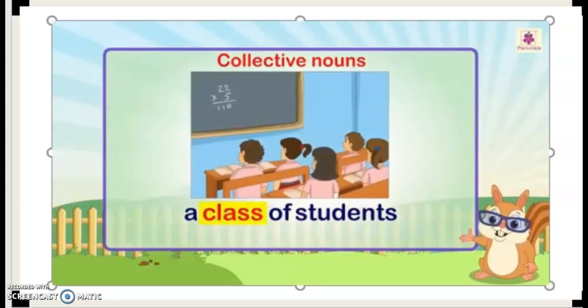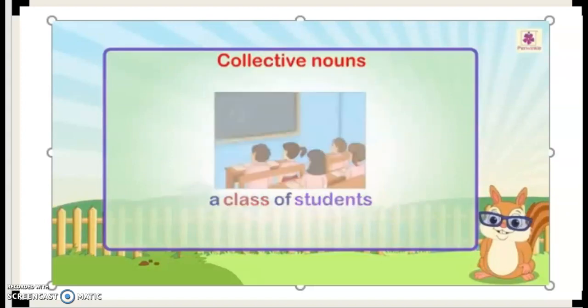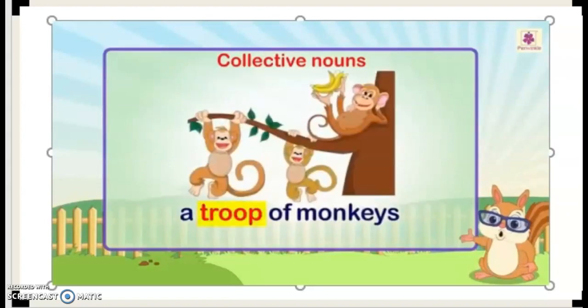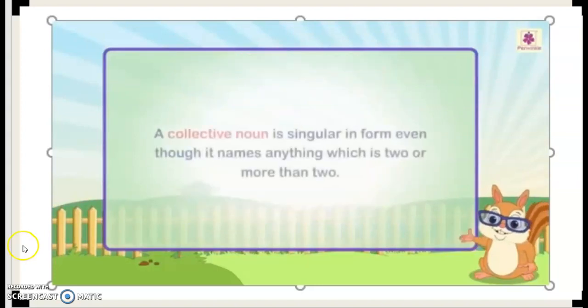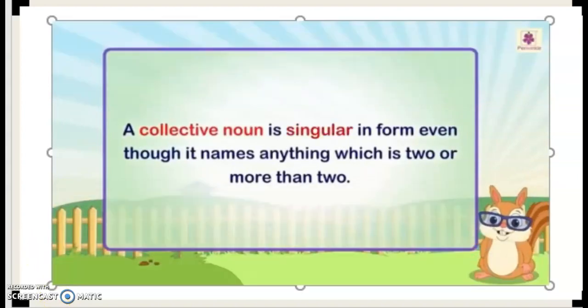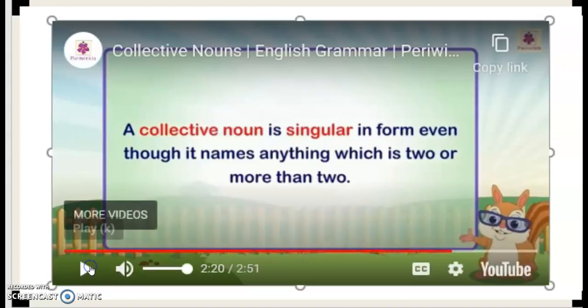Class is a collective noun which refers to a group of students. Troop is a collective noun which refers to a group of monkeys. Collective noun is a singular in form even though it names anything that is two or more than two.